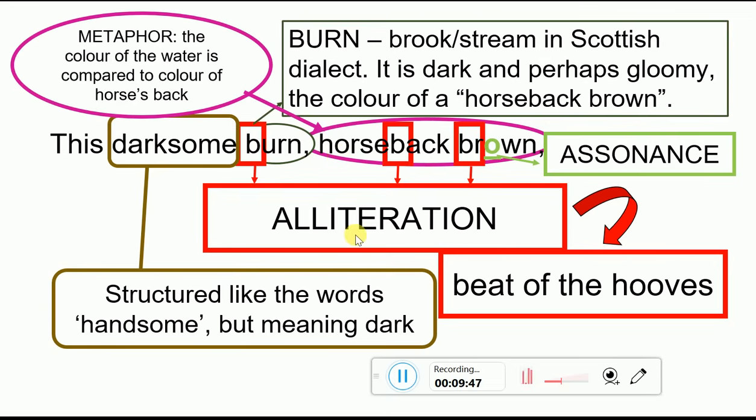And then we also have alliteration here because we've got B here, we've got B here, and then we've got B here, right? To say the burn, which is the stream, is compared metaphorically to the color of a horse, which can be brown, which is now assonance. The effectiveness, therefore, is to show the color of the water in the stream is compared to a horse's back, not to say the water is necessarily dark. Remember, it's surrounded by the shades of vegetation around the stream where the water flows.